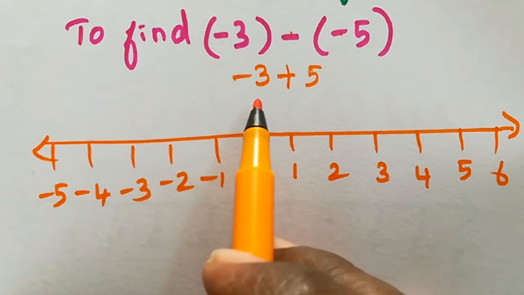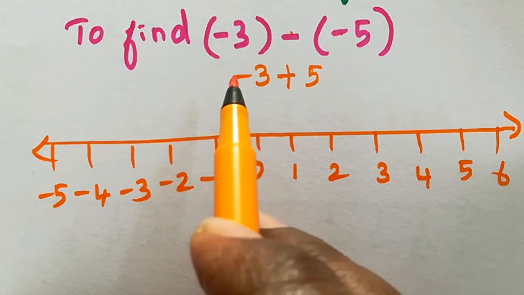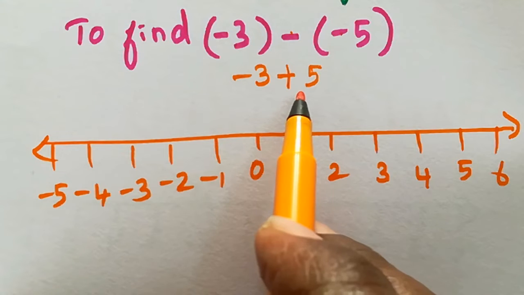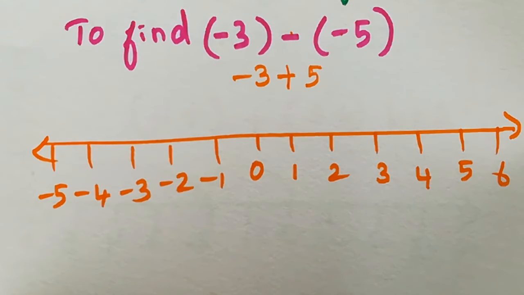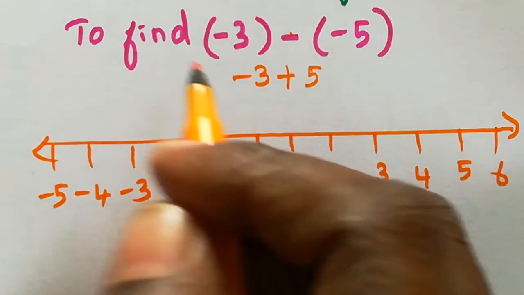And this is like addition only, isn't it? So when we add different signs, what do we have to do? We will do subtraction and we will write the sign. Which sign? The greater number's sign, isn't it? So see here, we'll check it.